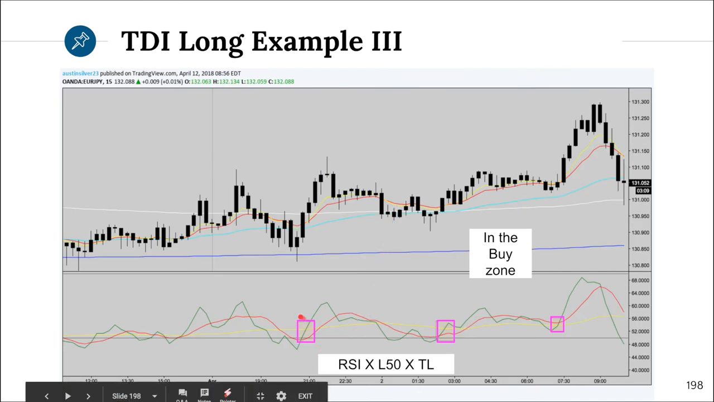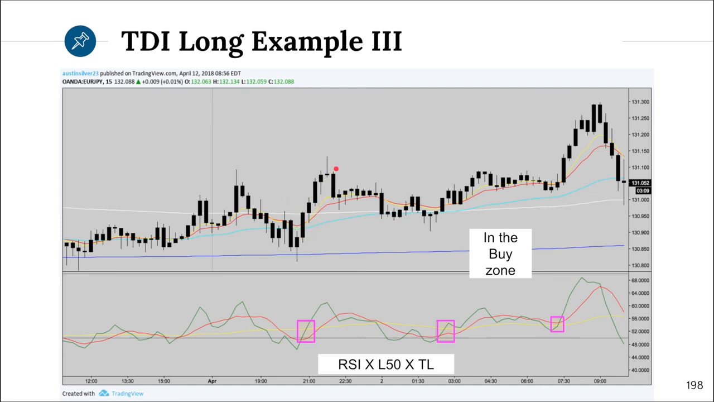Another example. Liquid 50 moves up from near 50, but not at 50, near 50, maybe 51, 52. Liquid 50 moves up during Asia. RSI crosses in the buy zone above trend line. You get 1, 2, 3, 4, 45 minutes to an hour of rise after that cross.